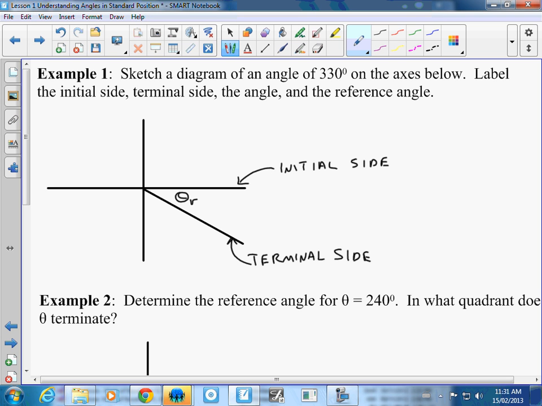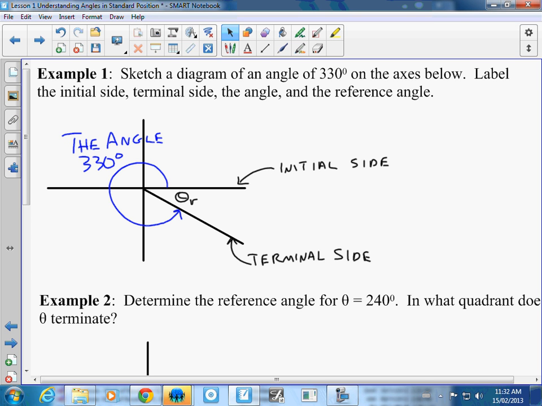Now, where is my actual angle? It's all the way around, starting here. I'll do it in a blue color. So starting here, spinning all the way around is my angle. This is the angle. And how much was it? 330 degrees. Now, if I gave you 330 degrees, could you tell me what theta r is? 30, right? 360 minus 330. So theta r is 30 degrees. Is that everything? Initial, terminal, the angle, and the reference angle. Easy peasy? Okay, let's try the next one.